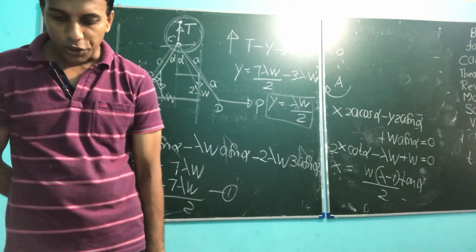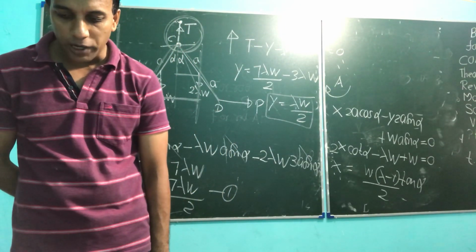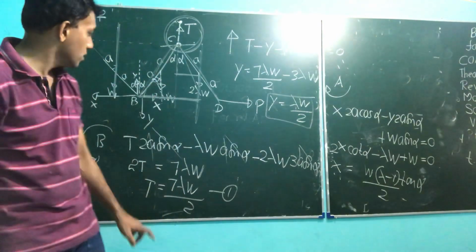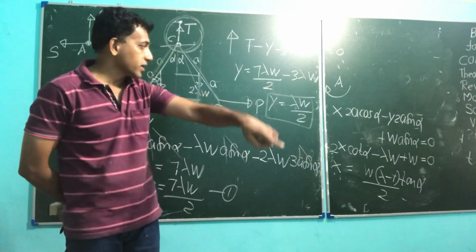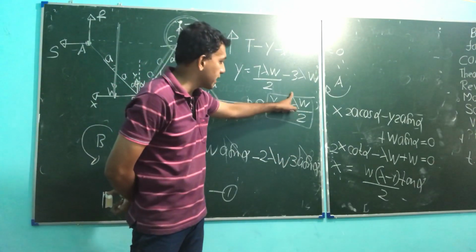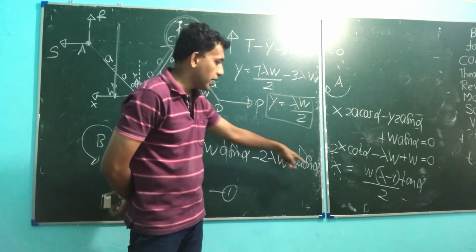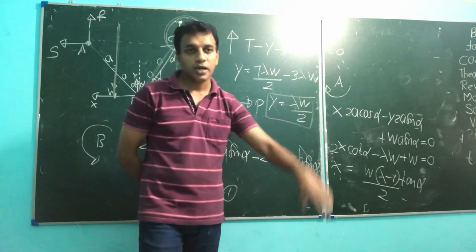Show also the horizontal and vertical components at A, B, C. After getting lambda, substitute it and find y and x. That's the answer, complete it.